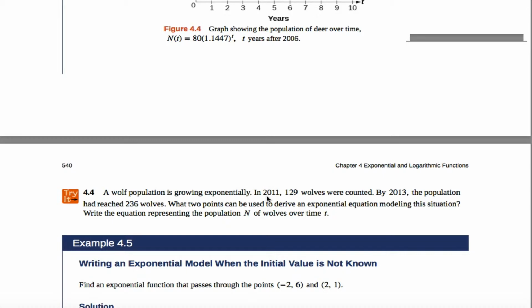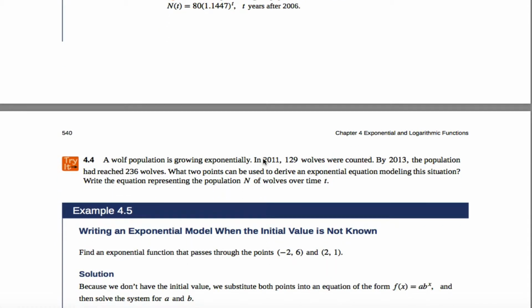The trick to this problem is recognizing that you can make 2011 represent t equals 0. So I can say that this information corresponds to the point (0, 129). And 2013, the rest of this information, tells me that 2 years later, I have 236 wolves. And you're like, whoa, how can you just do that? Shouldn't this x-coordinate have been 2011 and this x-coordinate have been 2013?